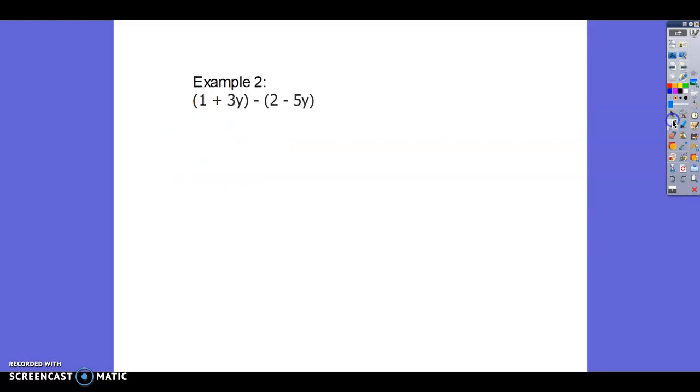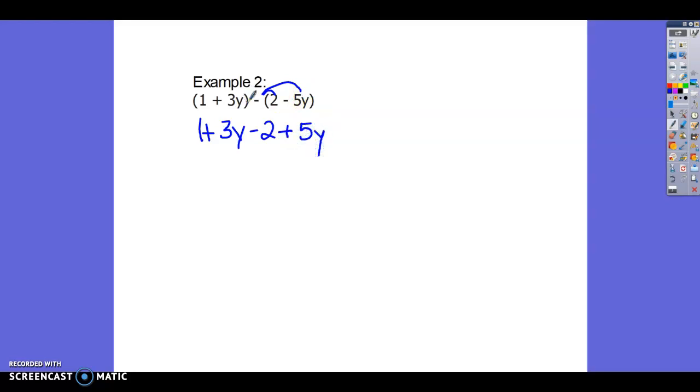All right, if we look at the next example, this one has 1 plus 3y. There's nothing we can do to that right off the bat. But then this one has a negative in front of this parentheses. That means that negative is the same as a negative 1 that has to be distributed or multiplied to each term inside the parentheses. So remember when you do that, it has to go to both of those terms. So negative times 2 is negative 2. And negative times negative 5y is plus 5y.